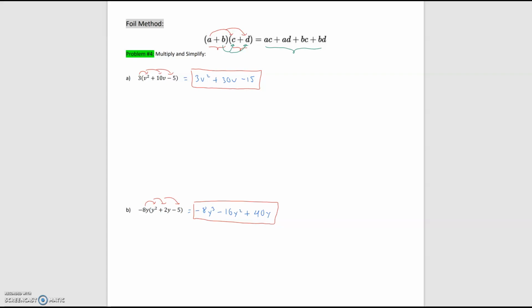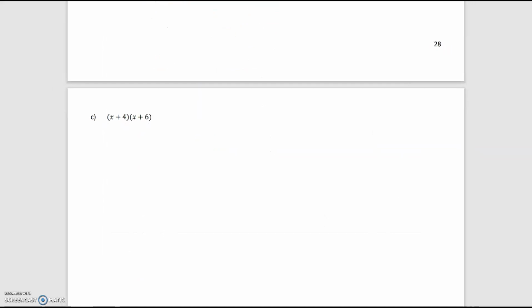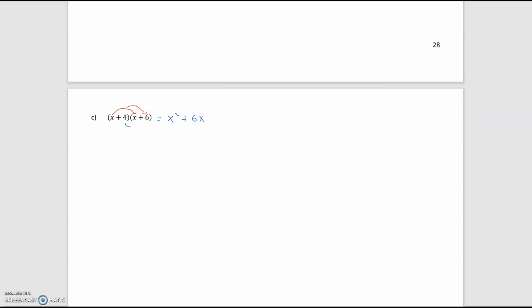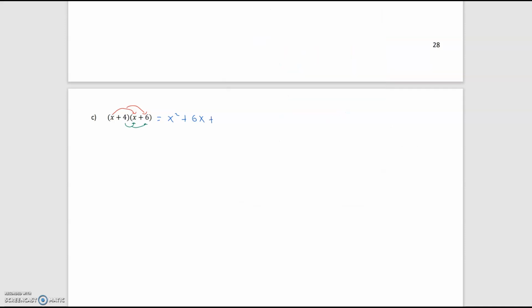Let's go to problem C. In problem C, we're going to see the first type of problem where we apply the FOIL method. What I'm going to do is distribute the x to those two first. So x times x is going to give us an x squared. x times 6 would be plus a 6x. And then we're going to multiply the 4 to those two. So plus a 4x and plus a 24.